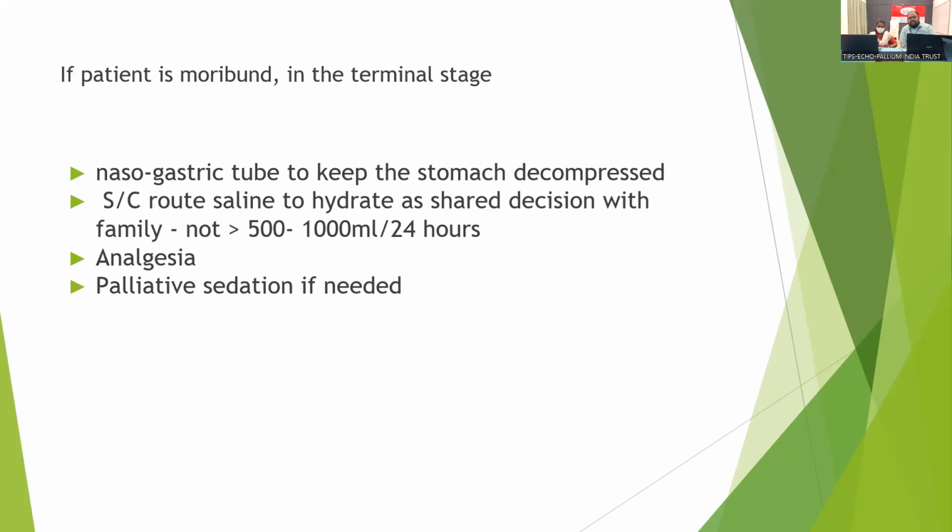So what happens when the patient is moribund in the terminal stage? We can use a nasogastric tube to decompress the stomach for some time, and subcutaneous saline to hydrate as a shared decision with the family. The family will be very much concerned. That's something we often see, that the patient is not taking anything. So we can try to convince them that food is not the concern right now, and for their benefit, we can go for subcutaneous route hydration.